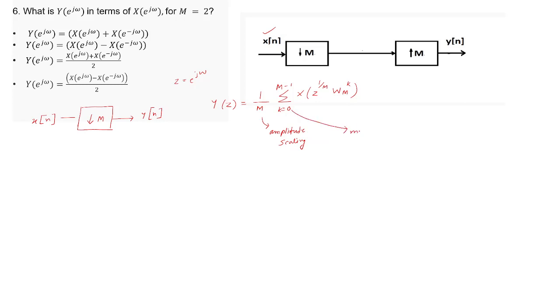This represents multiple copies of the input spectrum, this is stretching of the frequency axis, and this represents the shift, the position of different shifted versions of the same input spectrum. By the way, the Wm we denote is nothing but e to the power j 2 pi over m. Fine.